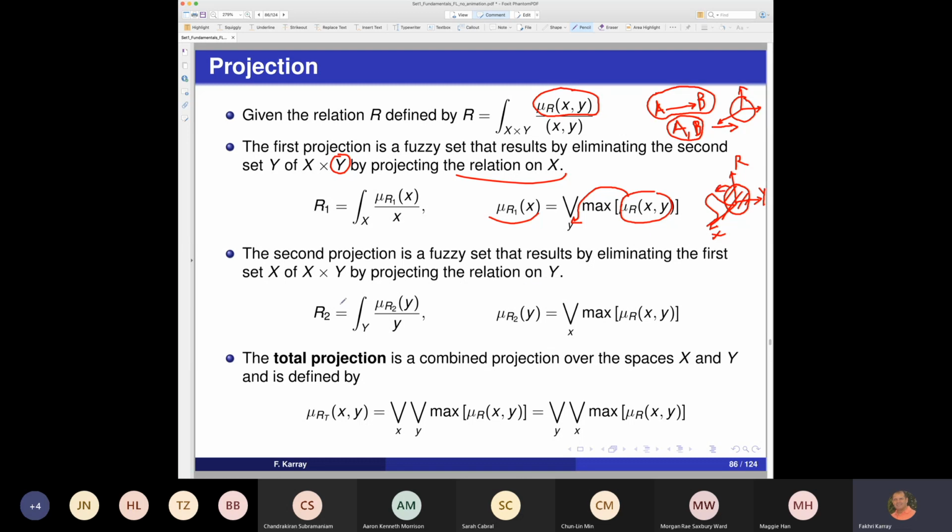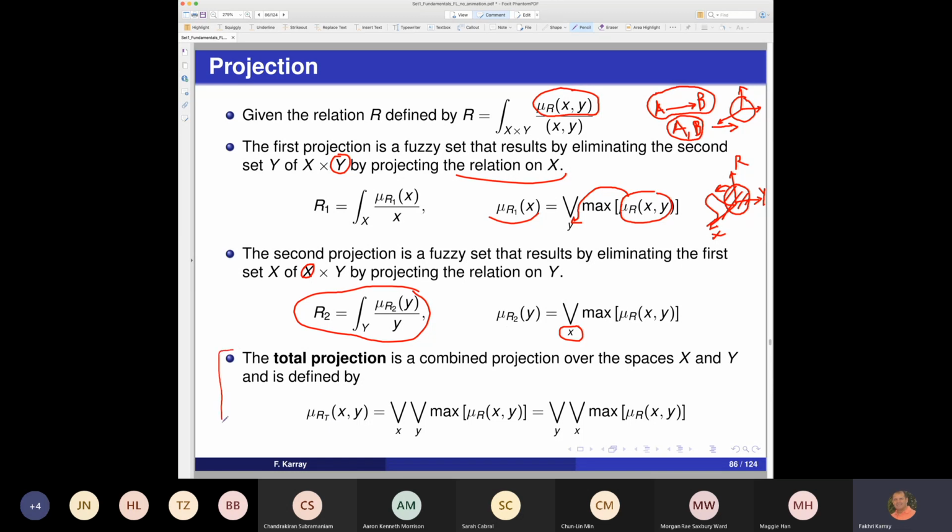Okay, we do the same thing. The second projection is a fuzzy set that results by eliminating the first set, x. So we take x out of the relationship, and it is given by R2. Again, this is not an integral, this is a continuous type of membership function representation, and it's going to be mu R2(y) over y. So mu R2(y) is no other than the maximum of the relationship between x and y over all the values of x. I will show it to you in the next slides, how to obtain these particular values.